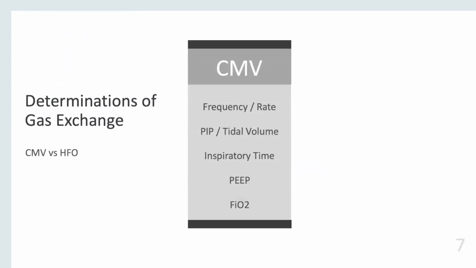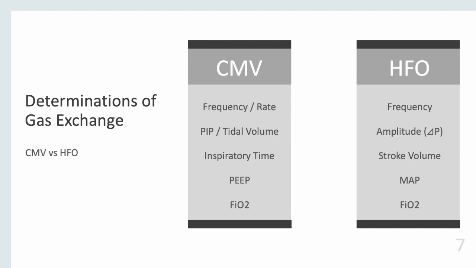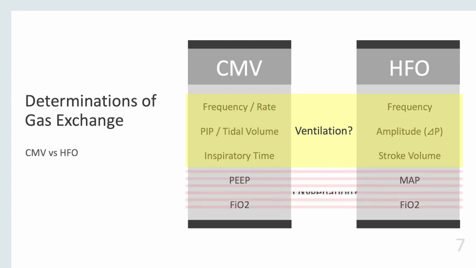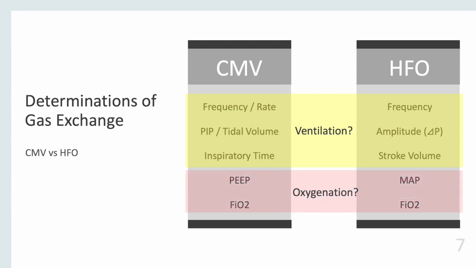As you know, in CMV, you set respiratory rate, PEEP, tidal volume, inspiratory time, and PIP. And the HFO settings are frequency, amplitude or stroke volume, and MAP. Are these settings for ventilation purposes or to adjust oxygenation?